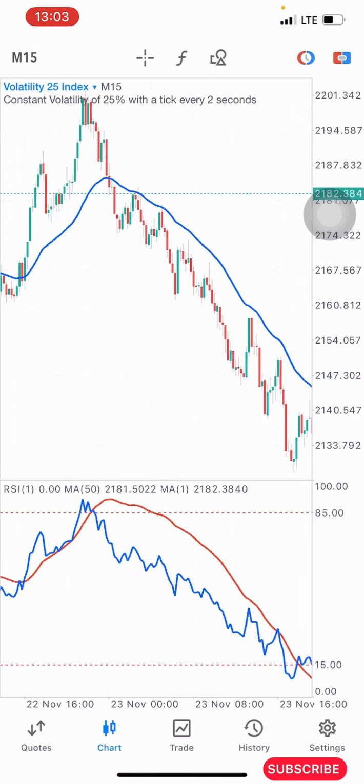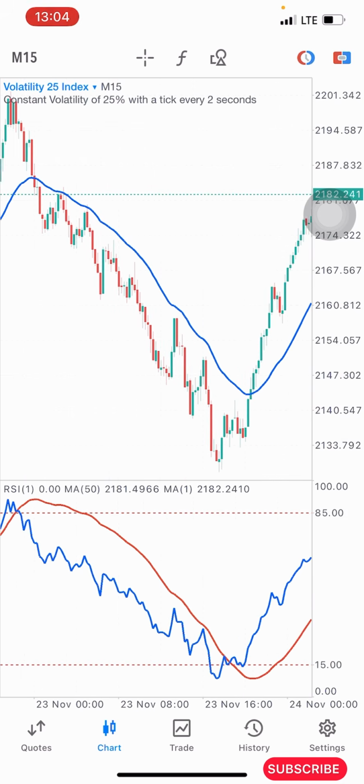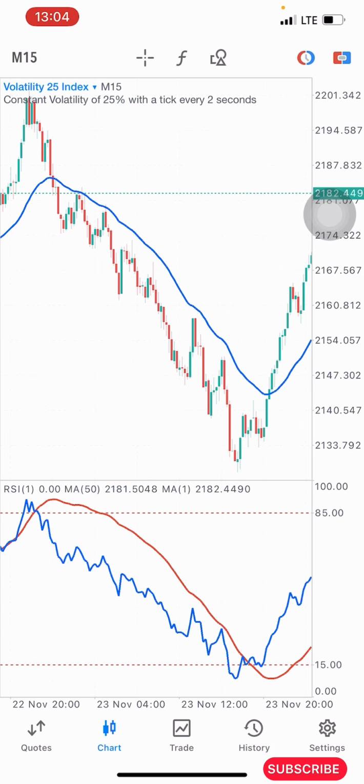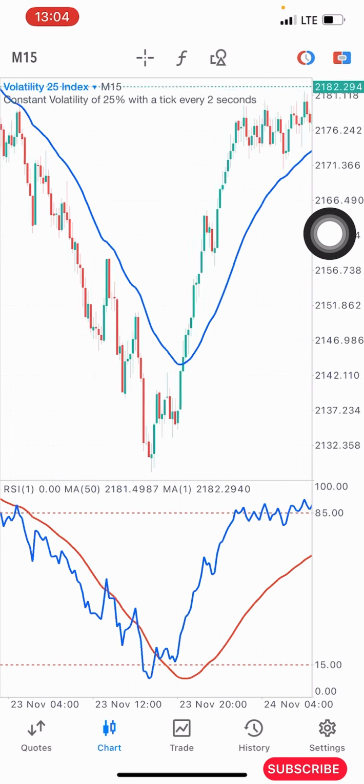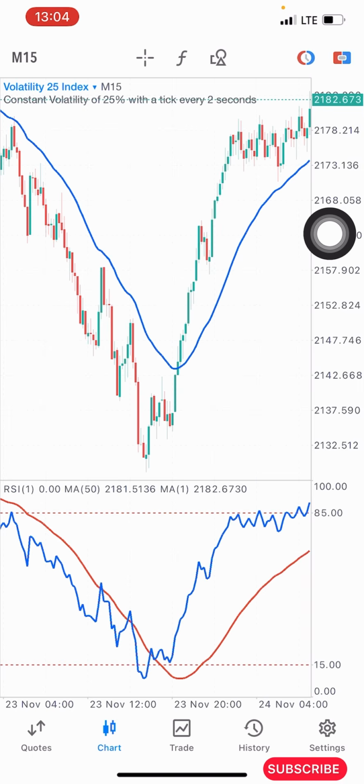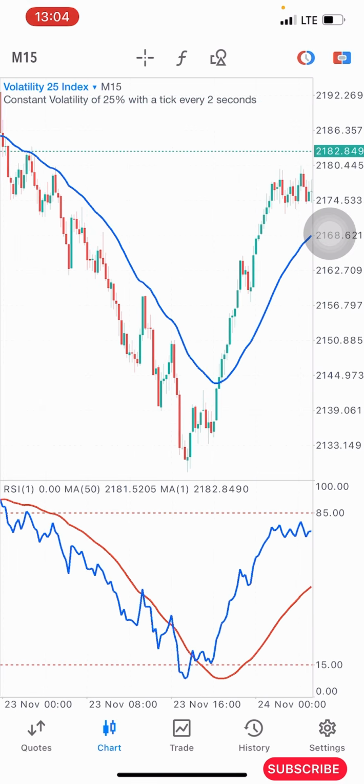Okay, so I've shown you the various ways you can go about trading with this strategy. Let me show you guys some more examples and then we are done. So that is the sell example, sorry. Now let's look at the buy example on this.